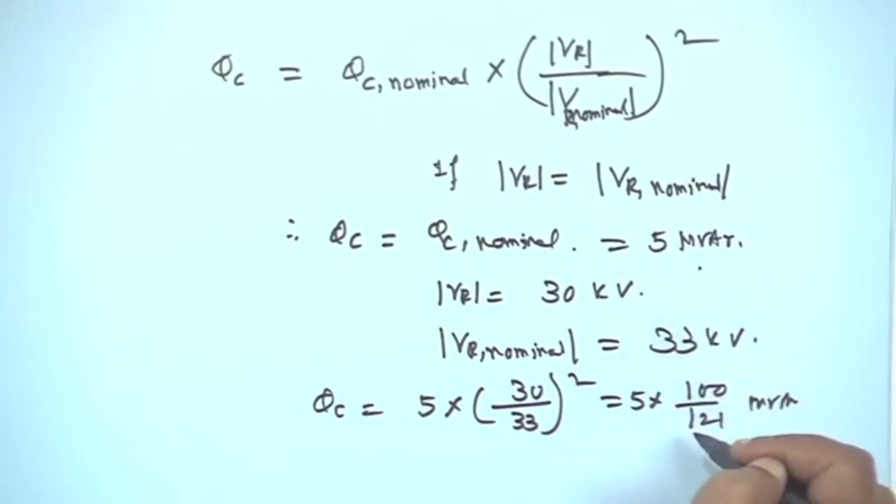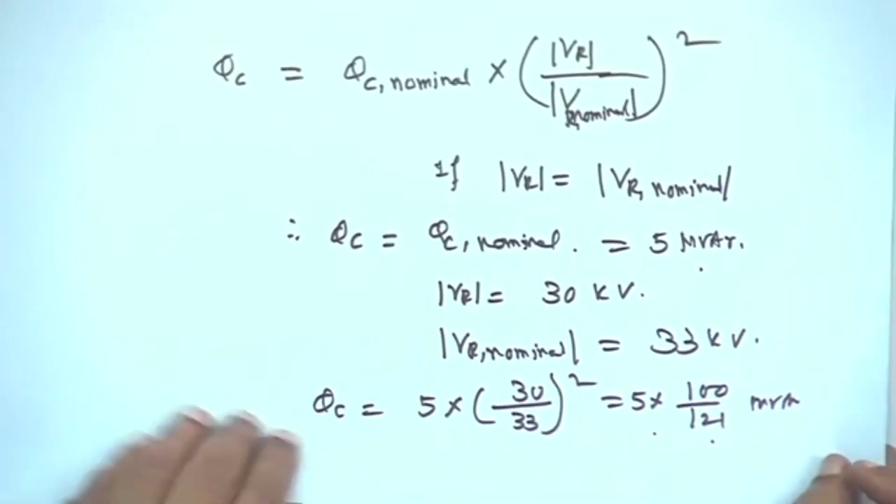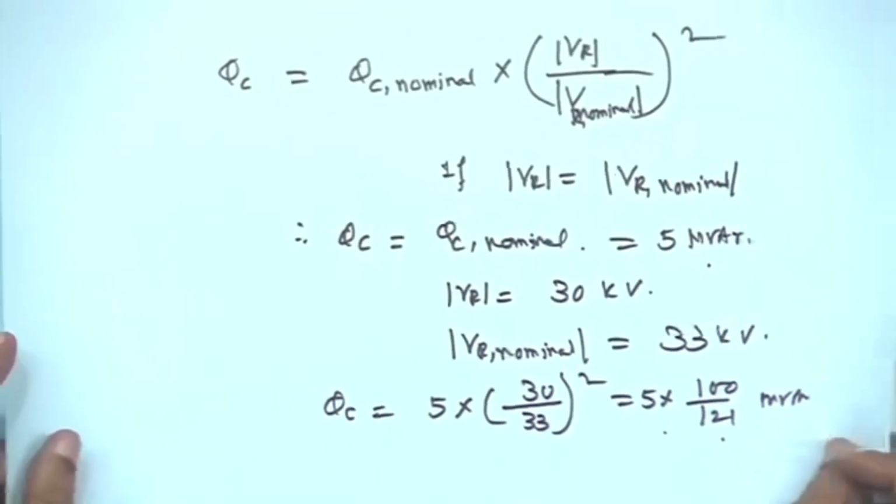If it is less than that, then this QC will be 5 into 100 by 121, so roughly it will be nearly 80%, say. I do not have a calculator to calculate, so slightly more than perhaps 4 megavar will be injected. That means whenever it is needed, because when voltage is low, it injects less megavar. So, that is this.